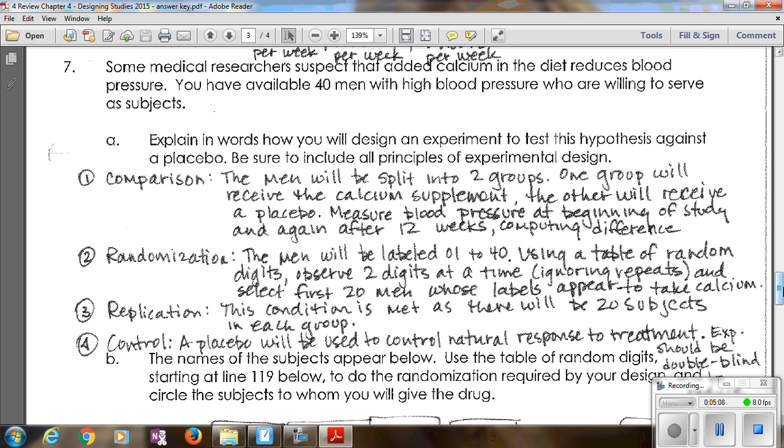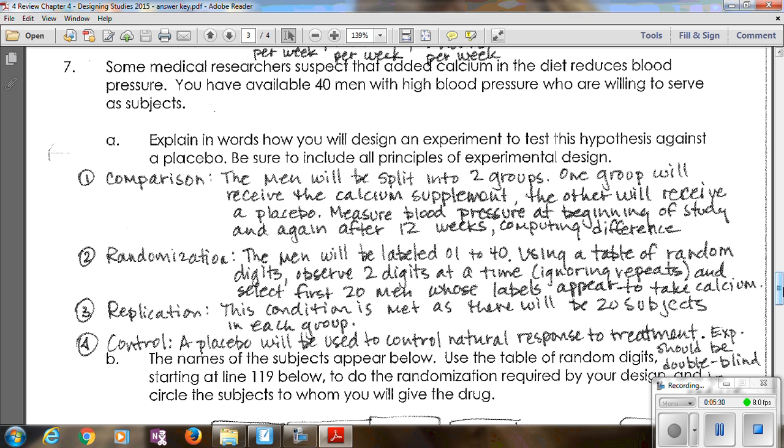I think the best way to answer this question, and what makes it really easy for me to grade, is if you actually identify all 4 criteria. So you mention comparison and then tell me how comparison is going to fall into your design. Talk about randomization, talk about replication, talk about control, and that way it's very explicit.